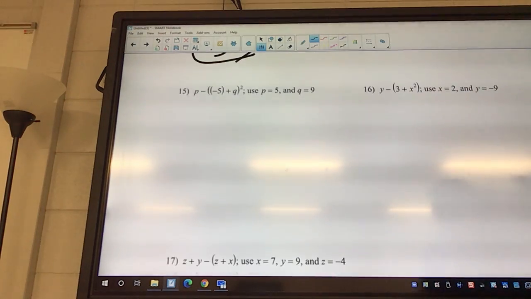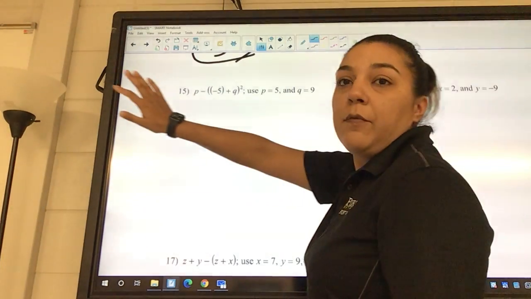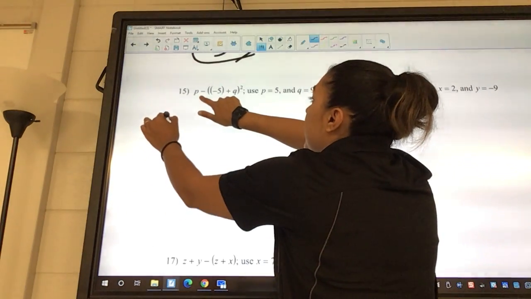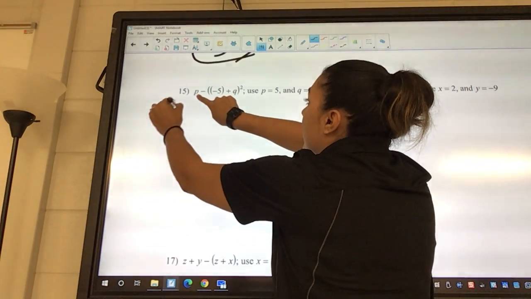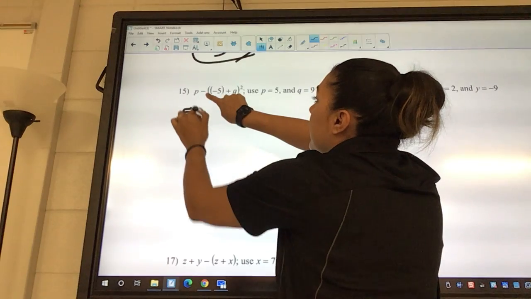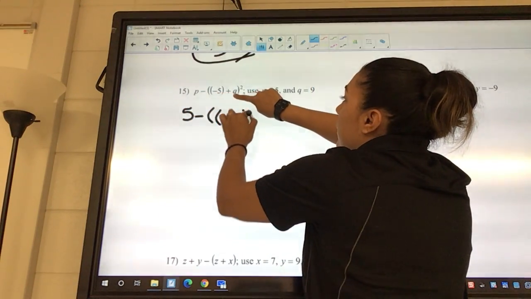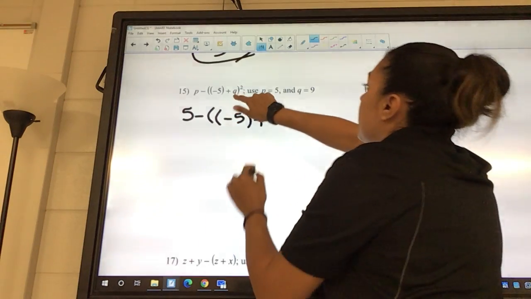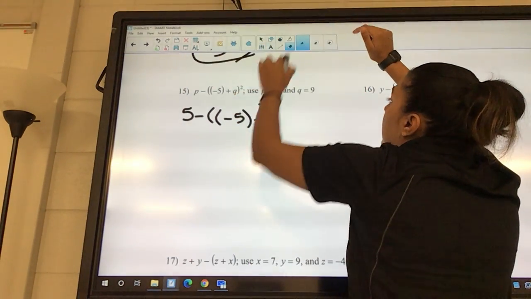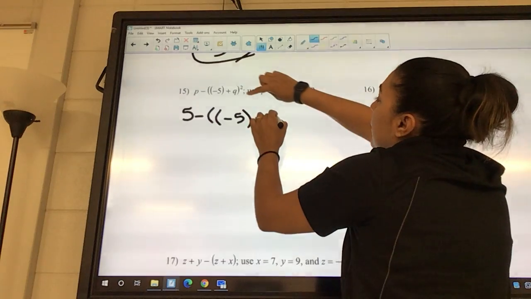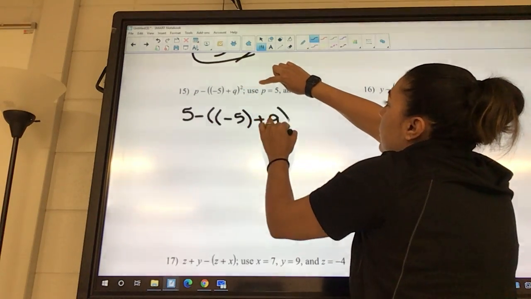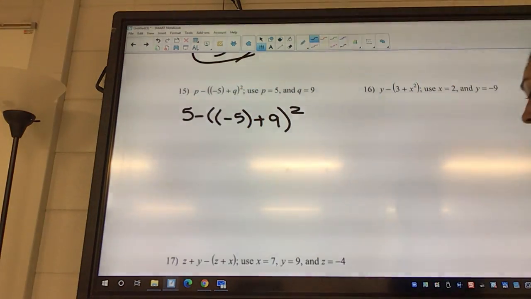Okay, let's look at the next one. Same thing, use your finger and follow along. So I got P, what's our P? 5 minus, and then I have parentheses, -5, plus Q, and my Q is 9, close it, squared.